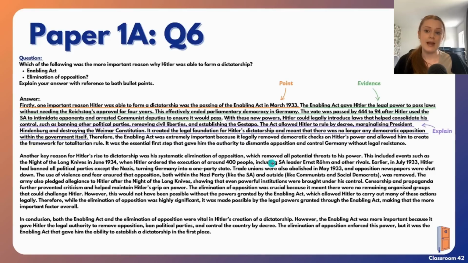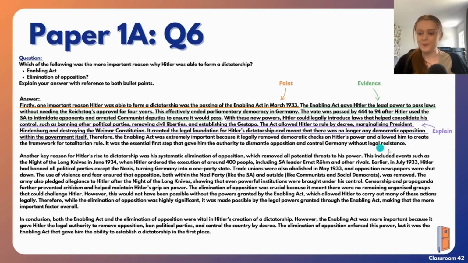And then we need to explain why this was an important reason for Hitler to form a dictatorship. So how did this allow Hitler to form a dictatorship? With these new powers, Hitler could legally introduce laws that helped consolidate his control, such as banning other political parties, removing civil liberties, and establishing the Gestapo. We're also talking about how the Act allowed Hitler to rule by decree, marginalising President Hindenburg and destroying the Weimar Constitution.